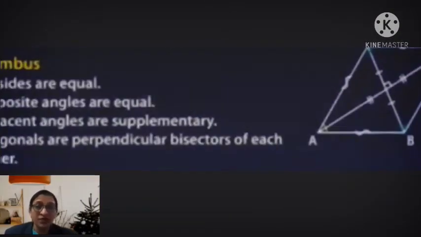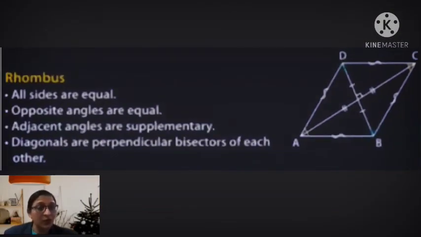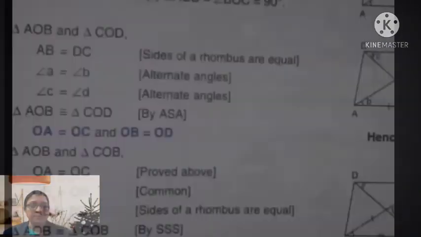Here we go with another quadrilateral, the rhombus. A rhombus has all sides equal. Opposite angles of a rhombus are equal. Adjacent angles of a rhombus are supplementary, that is, their sum is 180 degrees. Diagonals of a rhombus are perpendicular bisectors of each other. Let us prove the property of diagonals with the help of a theorem.